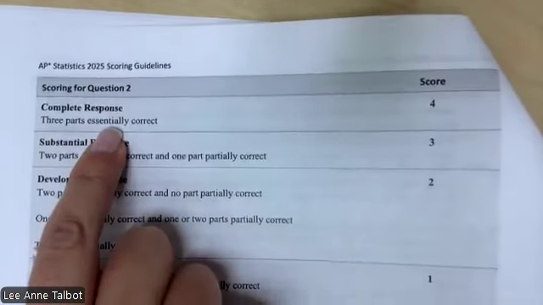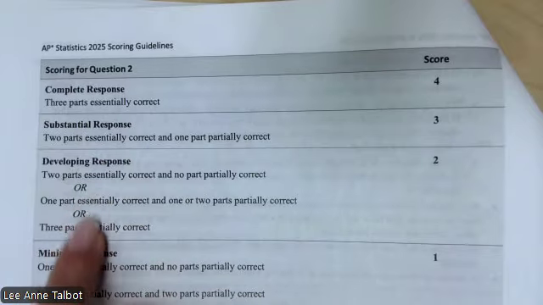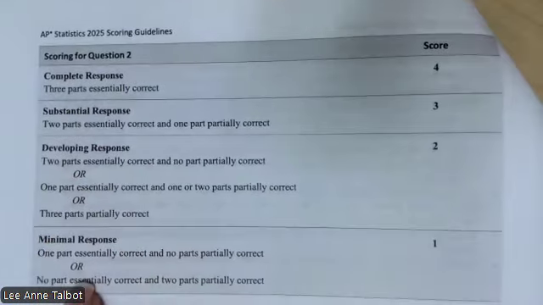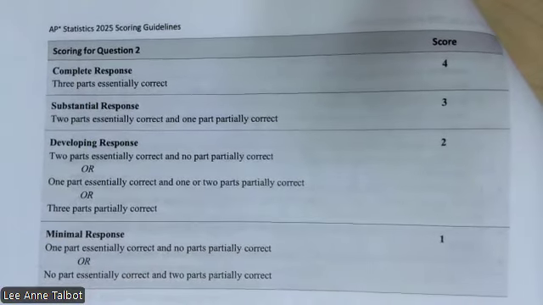All 3 parts essentially correct is a 4. 2 E's and 1 P is a 3. Most of the stuff in the middle is a 2. 1 E and 2 I's is a 1, and anything less than that.